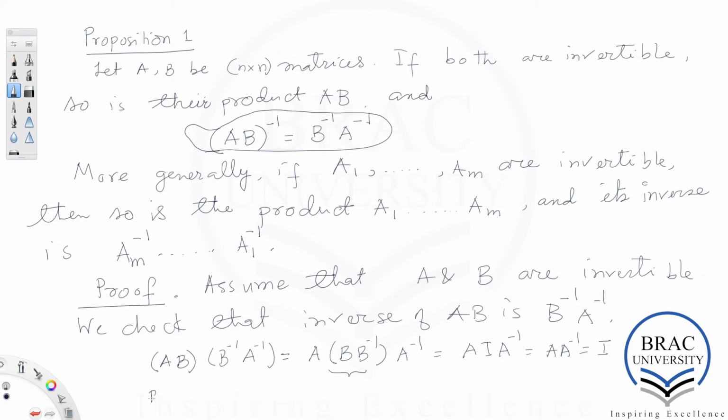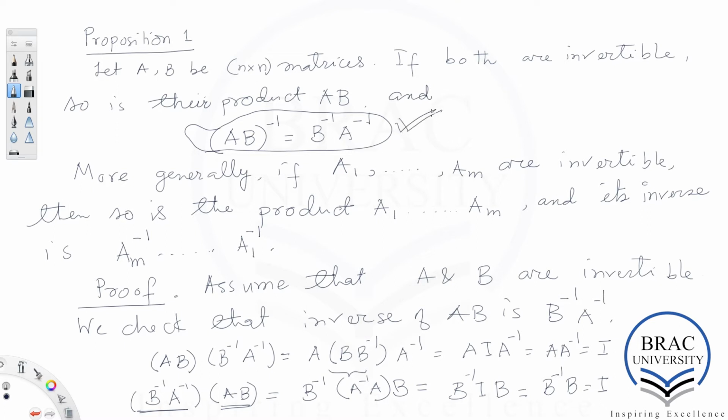Okay, again we check that B inverse times A inverse times AB is equal to B inverse times, we group A inverse and A first to have B inverse I B, and the multiplication of I with B results in just B, and the multiplication of B inverse with B is just I. So this way we check that B inverse A inverse is indeed the inverse of AB. In other words, we have proved this.